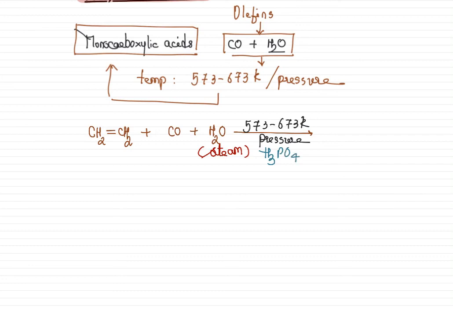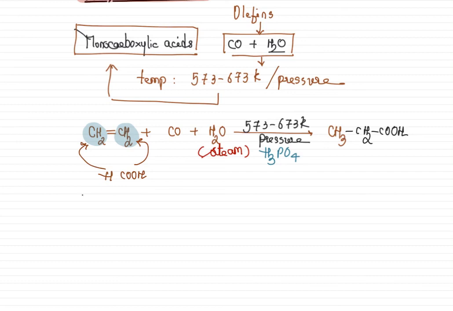And this would result in one side getting H. So any one side gets H, and the other side getting COOH, something like this happening. And you have CH3, then CH2, and then COOH. So this is what happens.